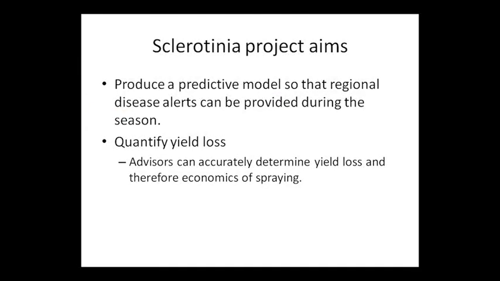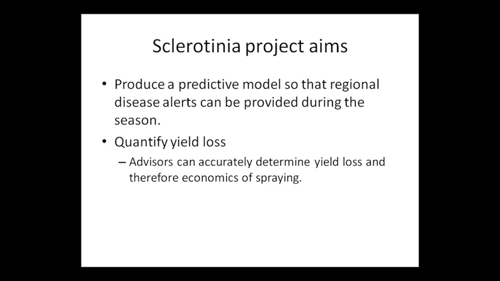So really our sclerotinia project's got two aims, basically to give farmers some more advice on how to control the disease. The first one is to produce a predictive model. So the idea will be that we can come up and say that if a certain amount of rainfall occurs on a certain date, a certain humidity, and your crop is at a certain flowering stage, well then there's a very high probability of the disease developing, and we can put out alerts saying go and spray your paddock.